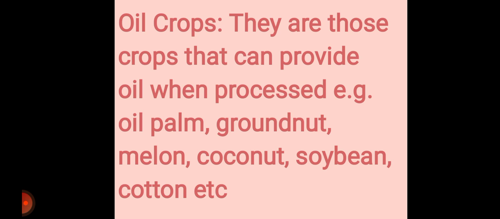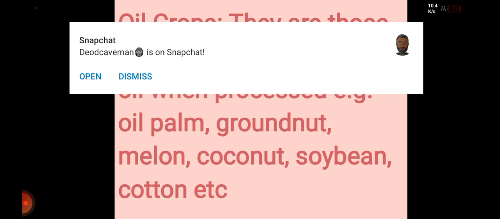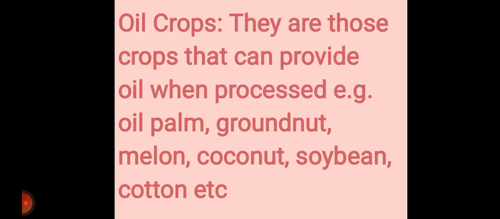We also have palm kernel. Palm kernel from oil palm also gives us pure oil. All right, melon, egusi. Yes, it contains oil. Coconut, we have coconut, we have soybean, and we have cotton. All of these plants produce oil when processed.